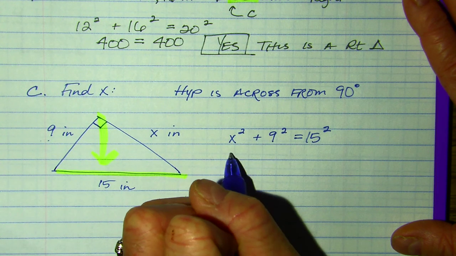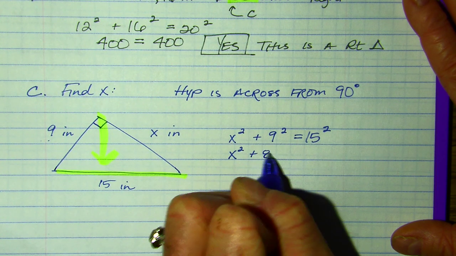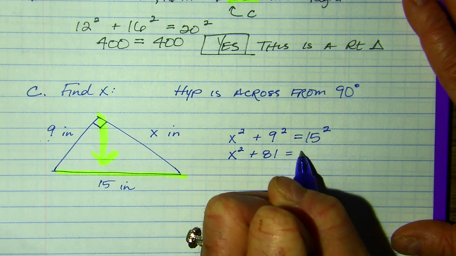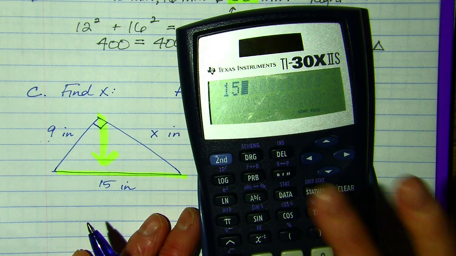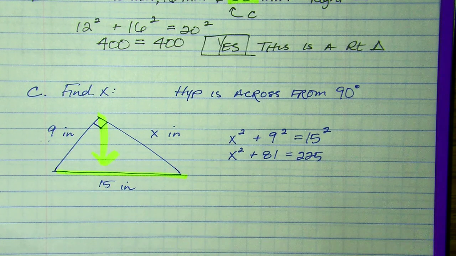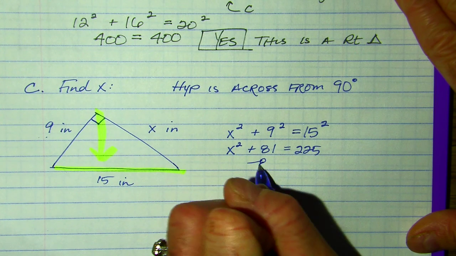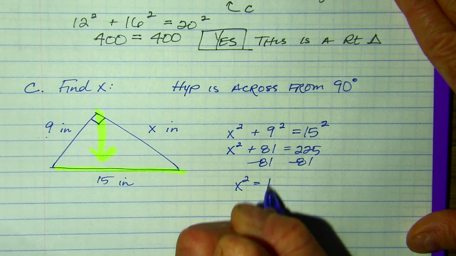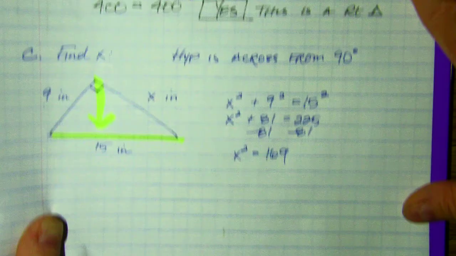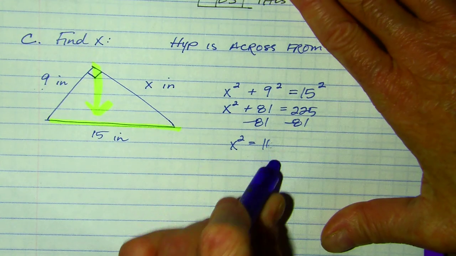Then I'm going to simplify. So this is x squared plus 81 equals, I believe this is 225, but we can make sure in our calculators, 15 squared is 225. Then I would subtract 81. So x squared equals 169. No, I'm sorry, 144.